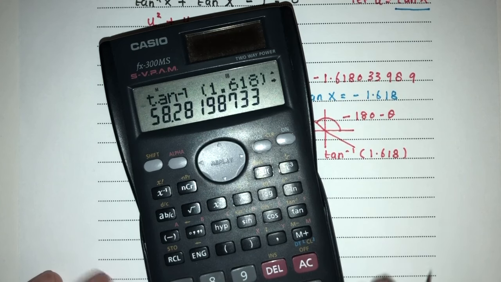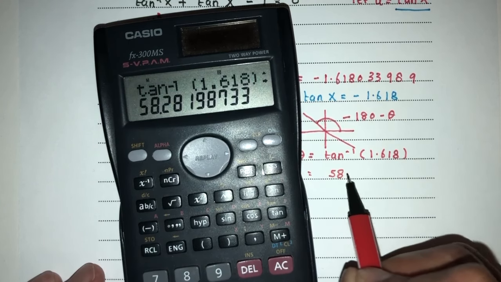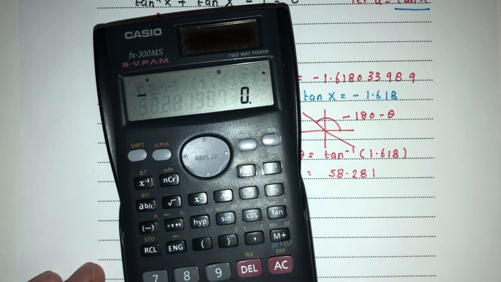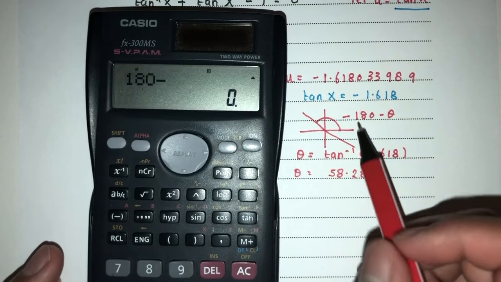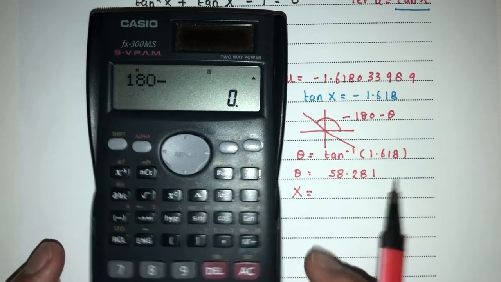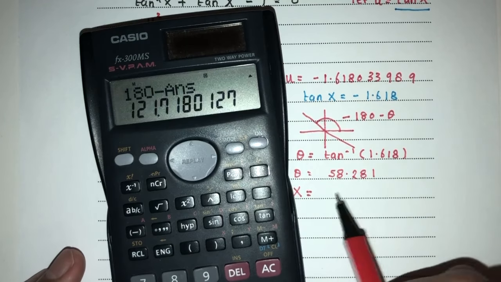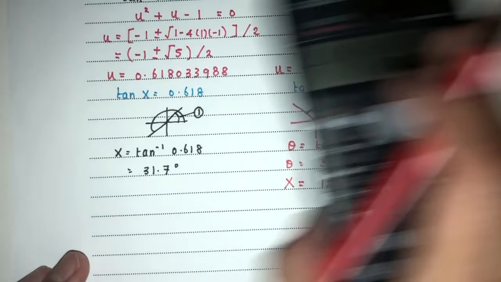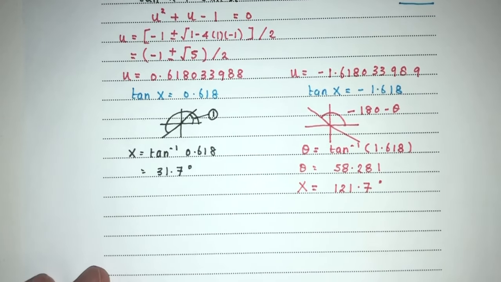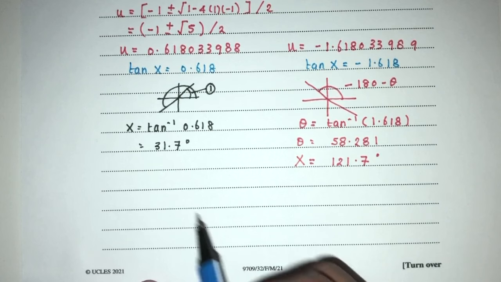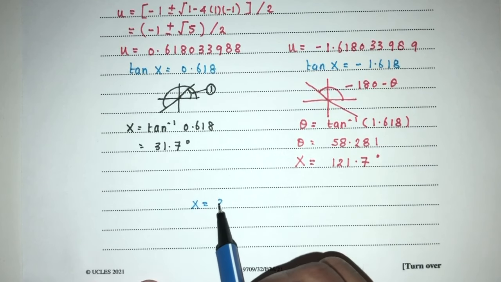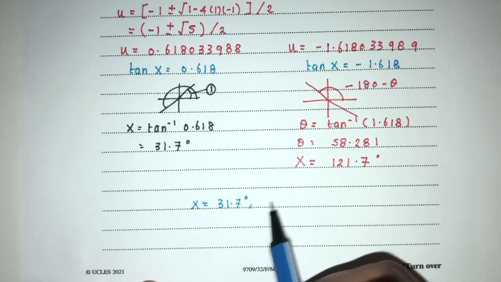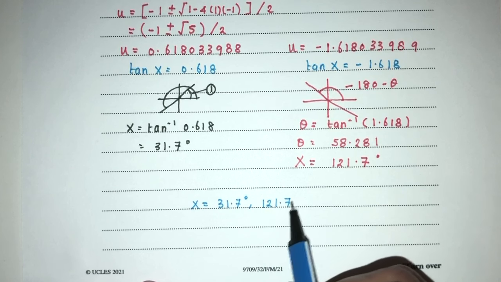1.618, that will be 58.281. So 180 minus theta for the value of x, right? That's what we were trying to find. That will be 121.7. So finally, we realize we have two values of x. So the first one is equal to 31.7 and 121.7 degrees.